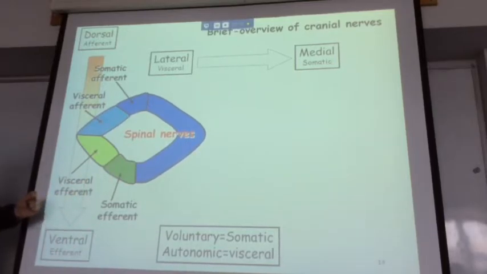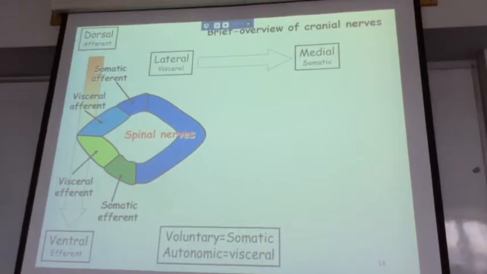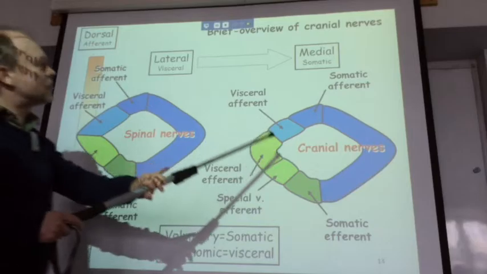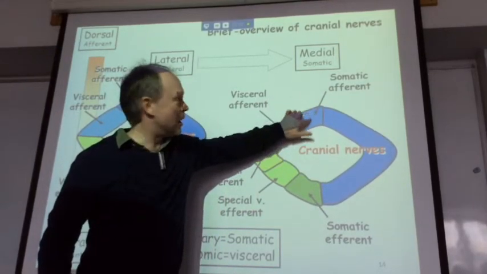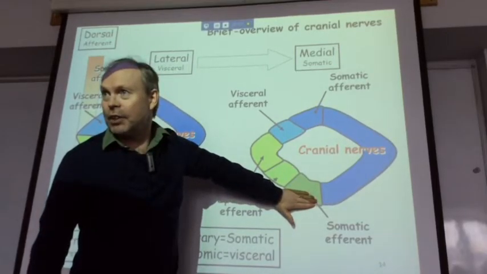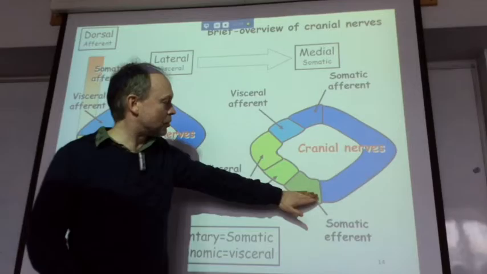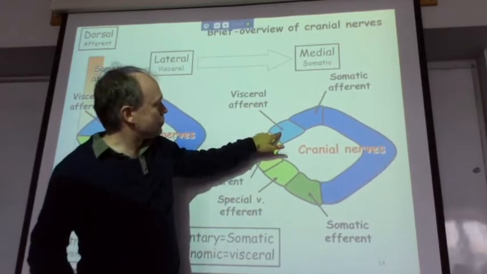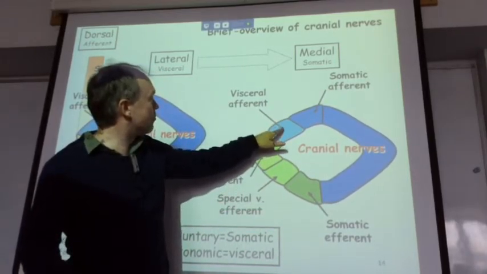Now, I show you that just to show you how similar the cranial nerves are, because the cranial nerves work in a similar kind of way. You have the somatic afferents here. So you have afferents at the top, motor at the bottom, ventral motor. And then you have the visceral efferents here, and then you have the visceral afferents there and the visceral efferents there.